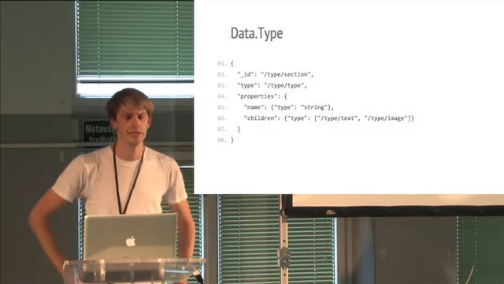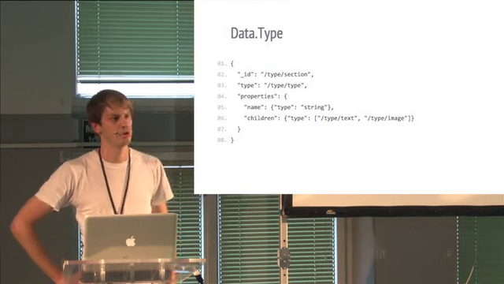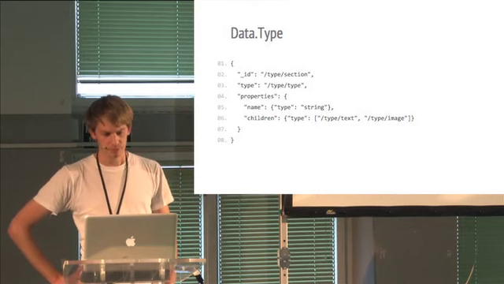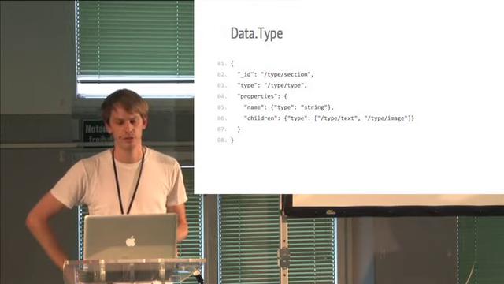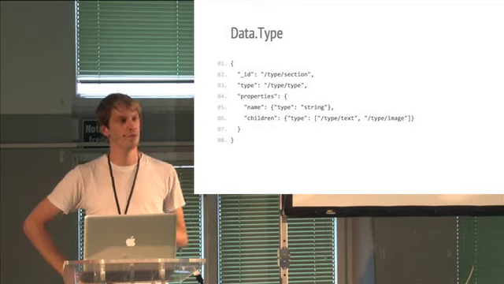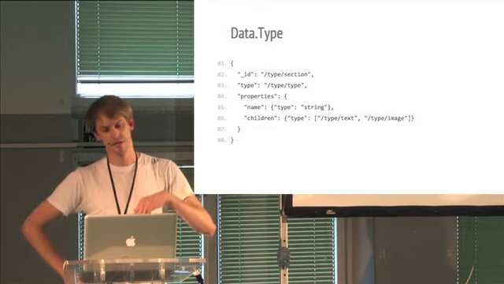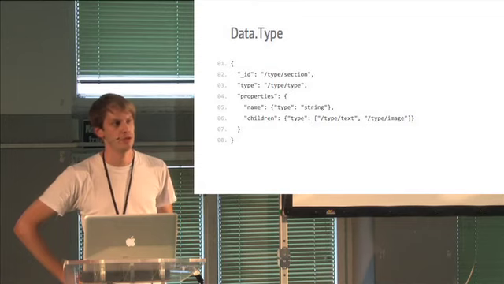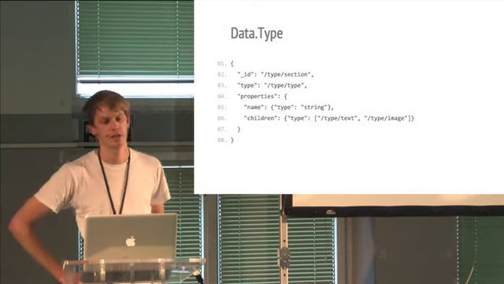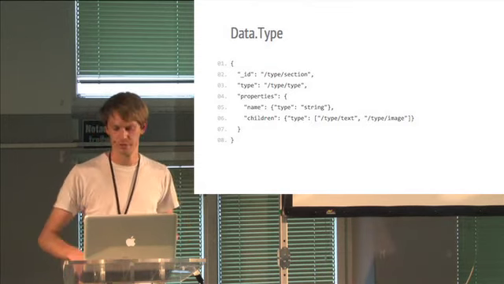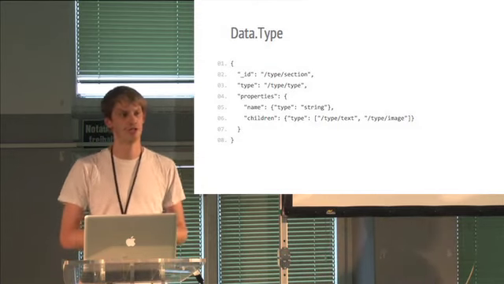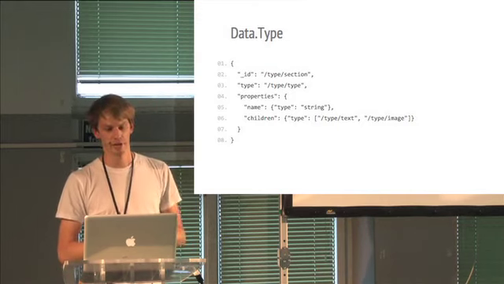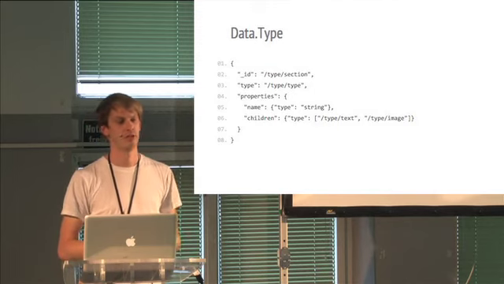So this is how a data type looks like. It's the JSON representation, basically an object literal. You have to specify an ID, type property, and in the case of a type, you need a properties property, which describes the abstract characteristics of objects of that type. So in this case, we have a section, which contains a name property, which is a value type string, and the children property, which can either be a text or an image.